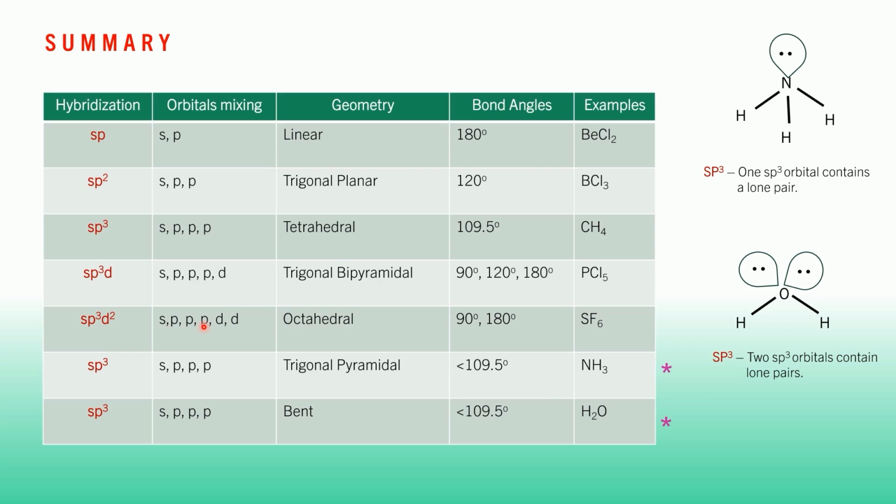Next type, sp3d2 hybridization. 1 s, 3 p orbitals and 2 d orbitals. This is octahedral geometry. There are 2 types of bond angles, 90 degrees and 180. For example, sulfur hexafluoride, SF6.